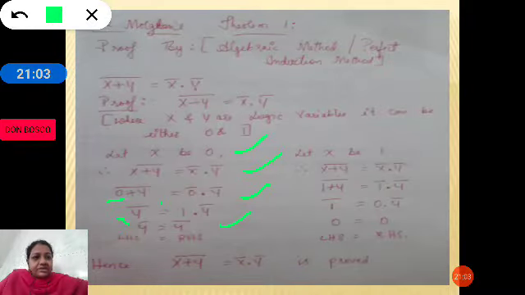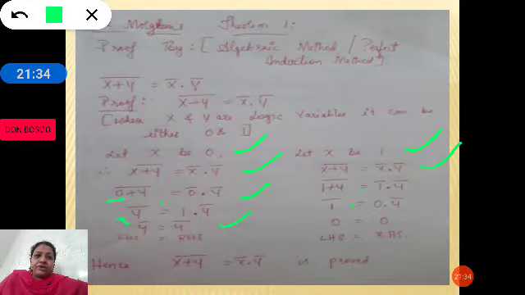Now let's substitute x value with 1, as x is a logic variable, x can be 0 or 1. So let's substitute x with 1. 1 plus y whole bar is equal to 1 bar ANDed with y bar. 1 plus y, there is a law of property of 1 which says that 1 plus x is equal to 1. Similarly, 1 plus y is equal to 1.